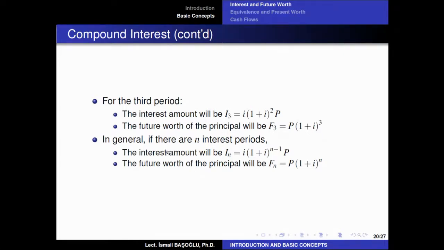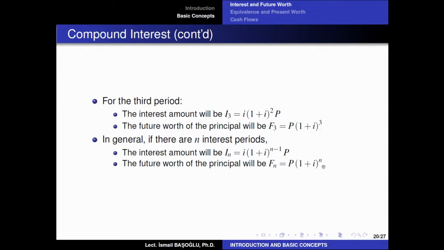And in general, if you continue like this for n interest periods, for interest period n, the interest amount that you are being charged is going to be calculated as previous year's future worth value times the interest rate, and the total debt or the total future worth of the principal in the end of the nth year is going to be P times (1 + I) to the power n.